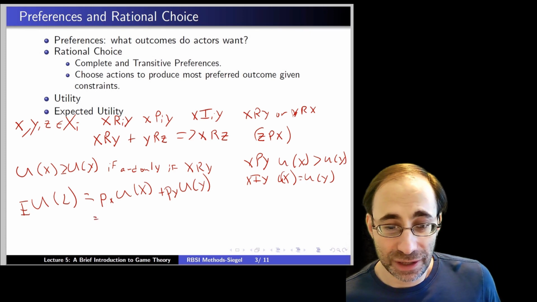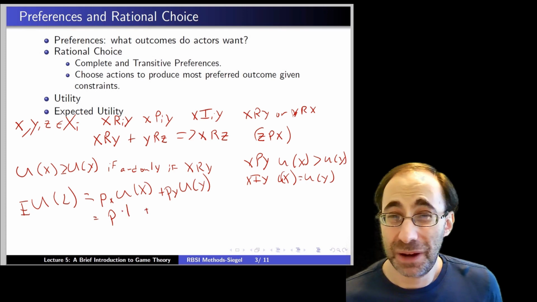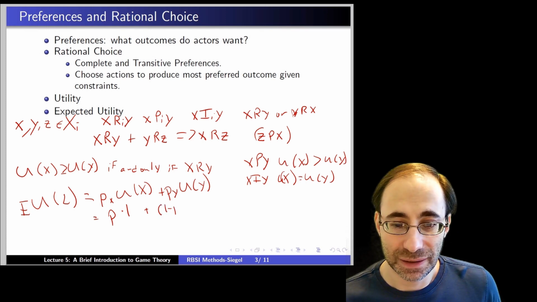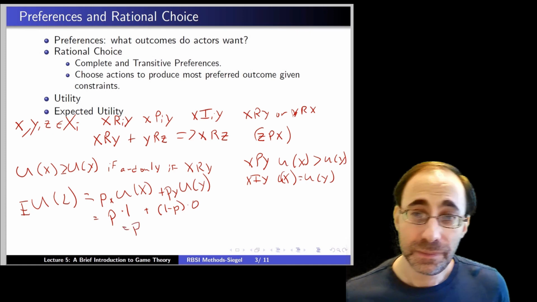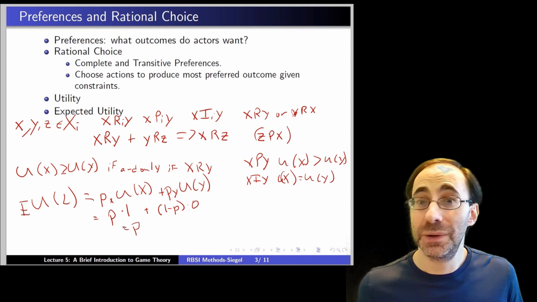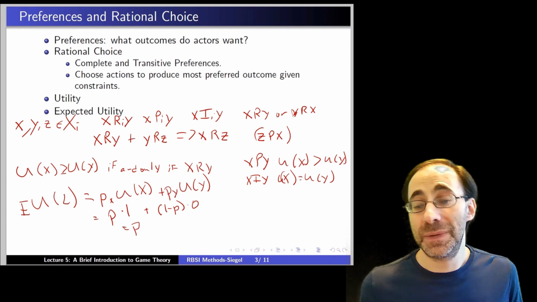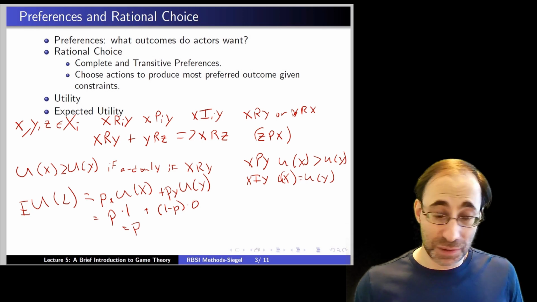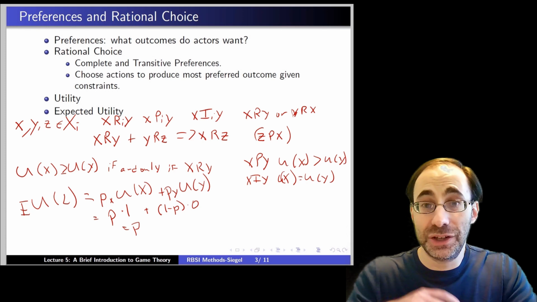Then my expected utility would be the probability I get the 1 outcome times 1, plus the probability I don't get the 1 outcome, let's say there are only 2 outcomes, so it's 1 minus p, times 0, which is just p. So my expected utility would be increasing the higher the chance is I get the 1, which makes sense. You can do this more generally for much more complicated utilities. You can do it for continuous outcomes as well. We're not going to do any of that stuff.